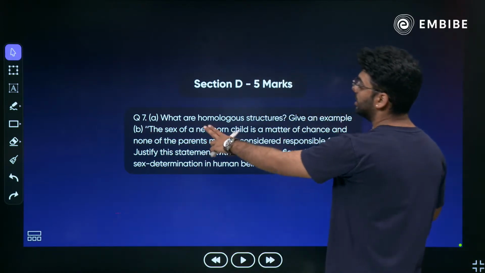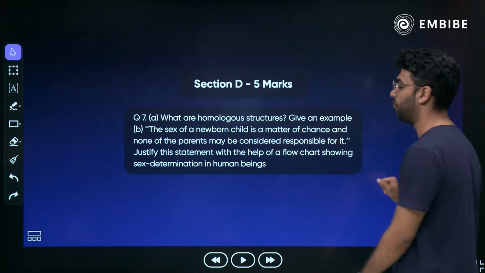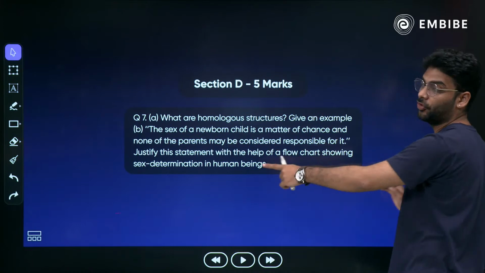Second part of the question: the sex of a newborn child is a matter of chance and none of the parents may be considered responsible for it. Justify the statement with the help of a flow chart.